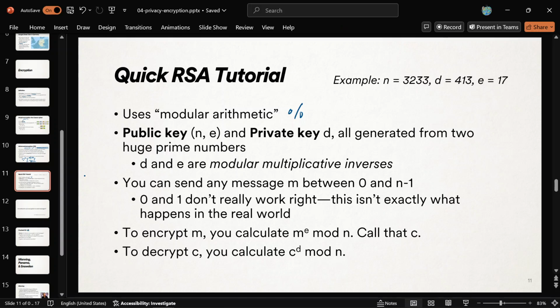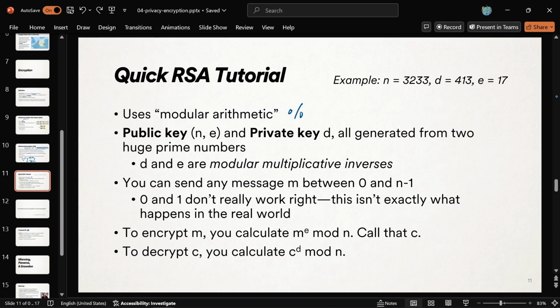So here's example numbers that are small. You'd use much larger numbers in real life to securely encrypt things, but let's pretend that these are our numbers. This is our N, this is our D, this is our E. And D and E, by the way, are made in a kind of similar process. You get them out together in a mathematical process. They're called modular multiplicative inverses. It's very fancy. It's very cool number theory involved here. You will learn about this if you take CSCI 26.